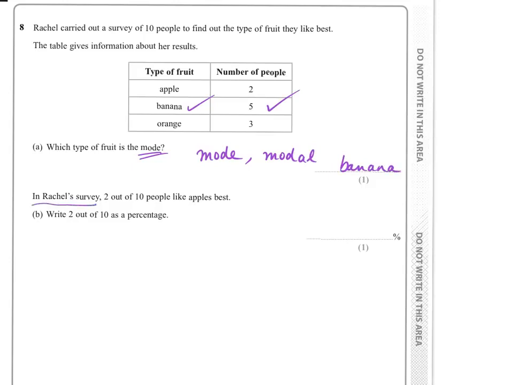And in Rachel's survey it says 2 out of 10 people liked apples best. So 2 out of 10 as a percentage, well, that'll be 20 out of 100, wouldn't it? Because if you take 2 out of 10 and you times top and bottom of this fraction by 10, then you make the numerator 20, the denominator 100, and anything out of 100 is automatically a per, which means divide, cent, 100. So it's 20 per 100, so it's 20%.